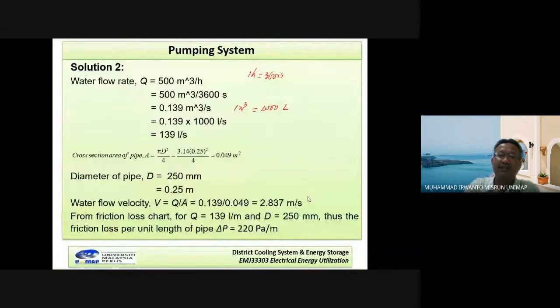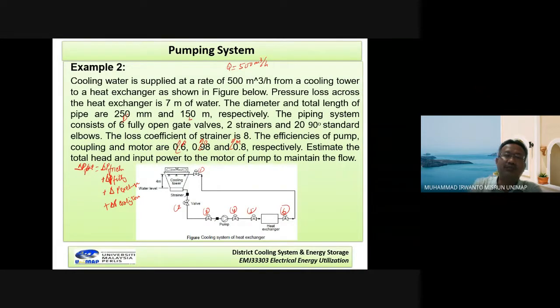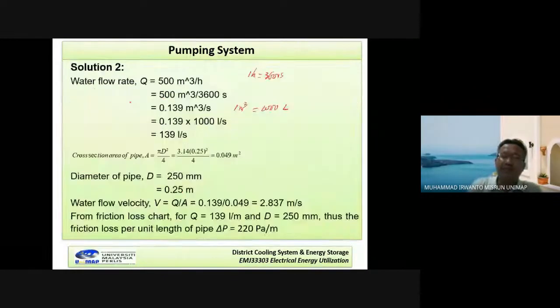it is a circle. The cross-section area of the pipe follows the cross-section area of the circle, given by πD² over 4. D is the inner diameter, given as 250 millimeter. That is given. D is equal to 250 millimeter, which in meter is 0.25. Substituting here, we obtain A is 0.049 meter squared.